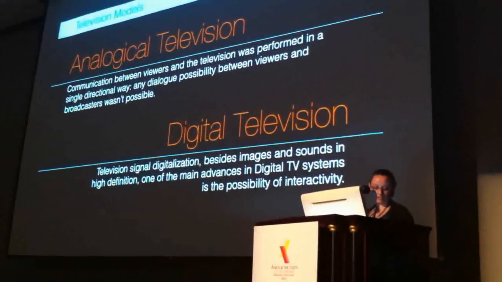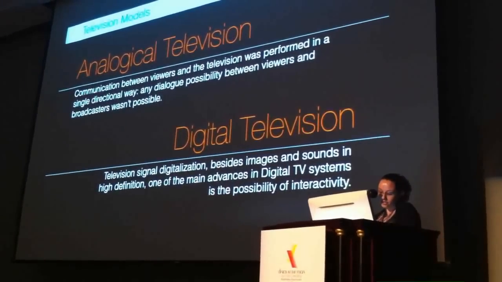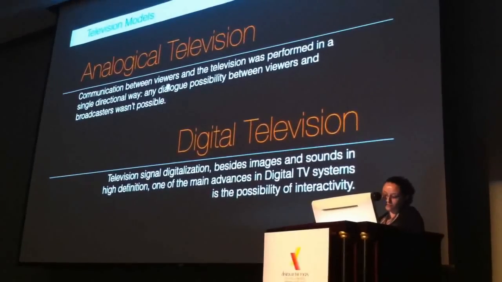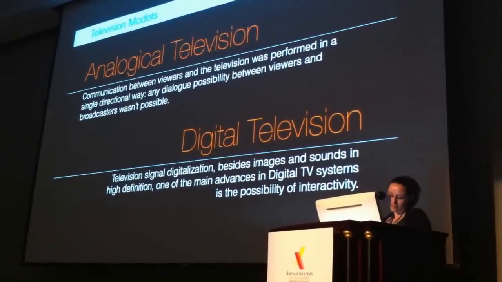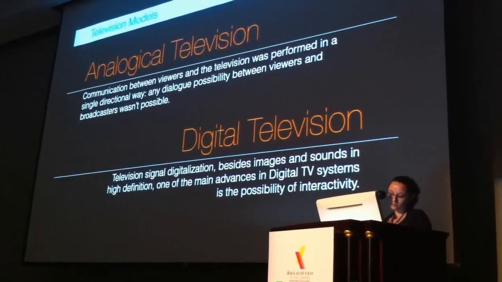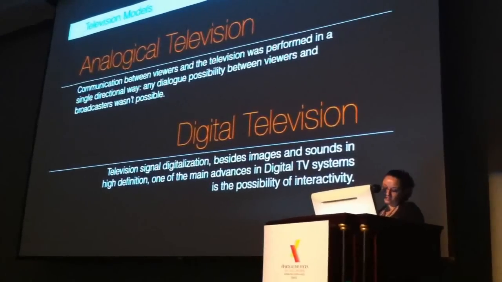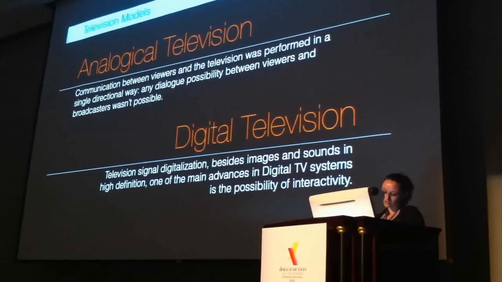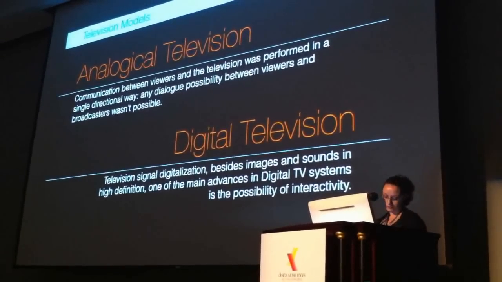To start our presentation, it's important to say that in analogical television, communication between viewers and the television was performed in a single directional way. That is, only one emitter pole transmitted information, and any dialogue possibility between viewers and broadcasters was not possible. With television signal digitalization, besides images and sounds in high definition, one of the main advances in digital telesystems is the possibility of interactivity.